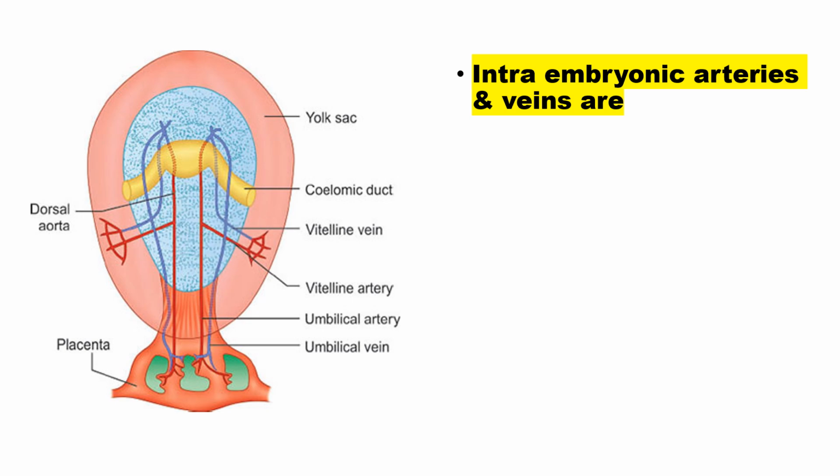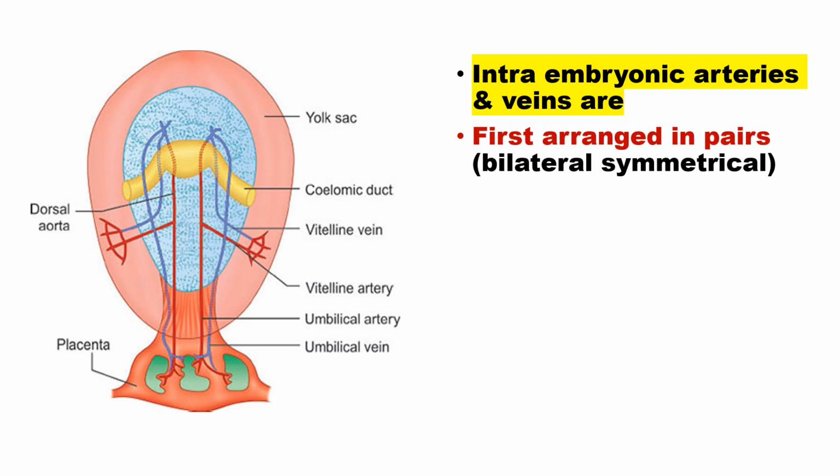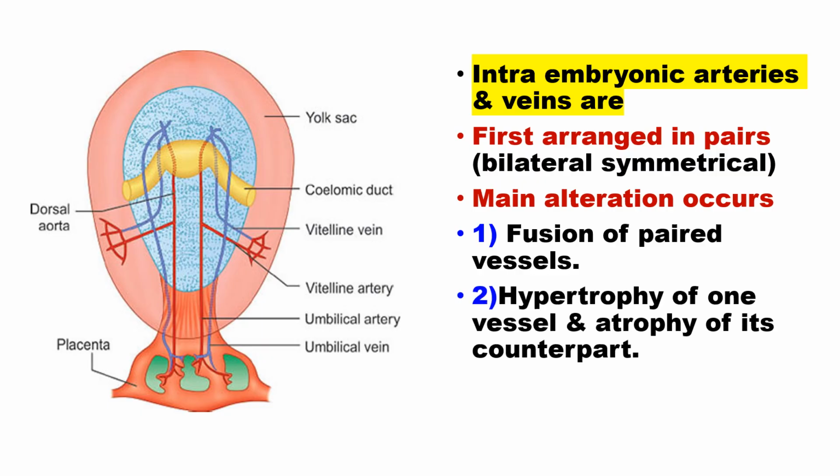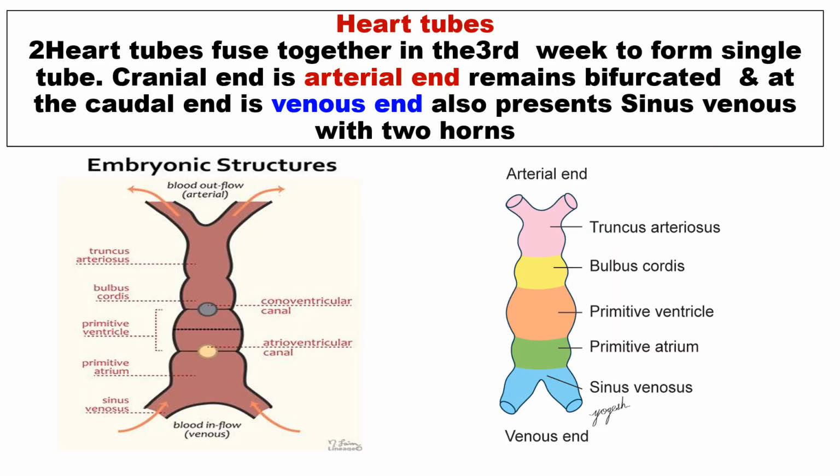Intraembryonic arteries and veins are initially arranged in pairs, bilaterally symmetrical. Later, a number of changes occur in the blood vascular system. The main alterations occur by fusion of paired vessels forming a single vessel, hypertrophy of one vessel and atrophy of its counterpart, and new sprouts of vessels which arise from the existing blood vascular system.